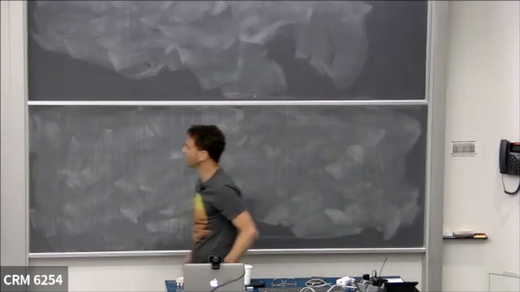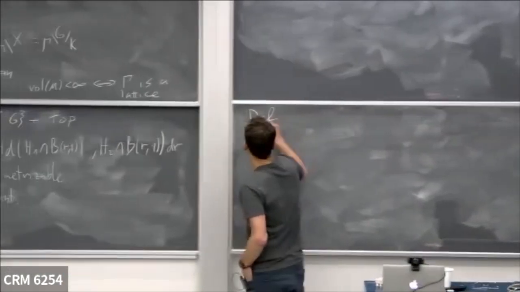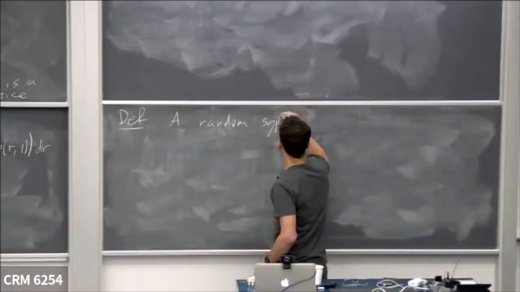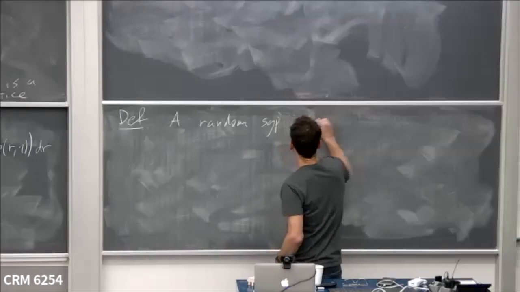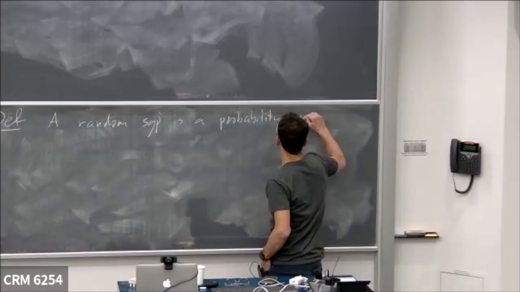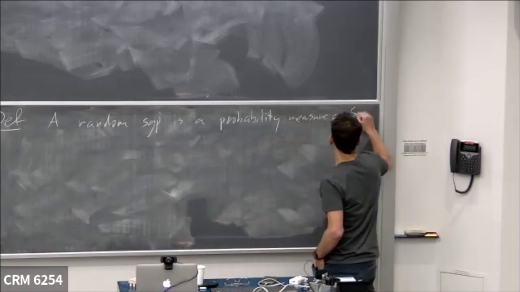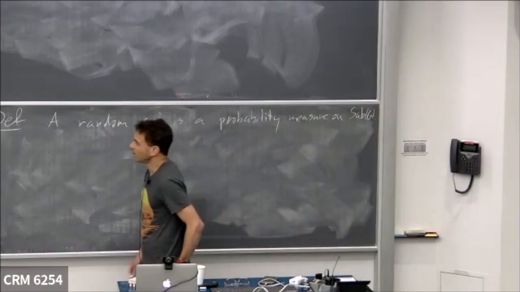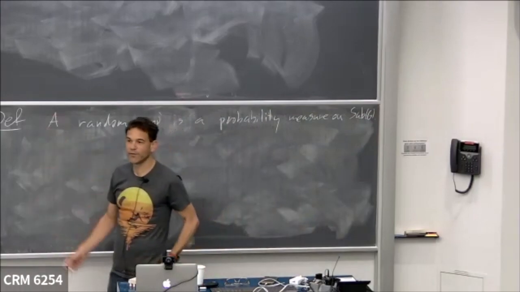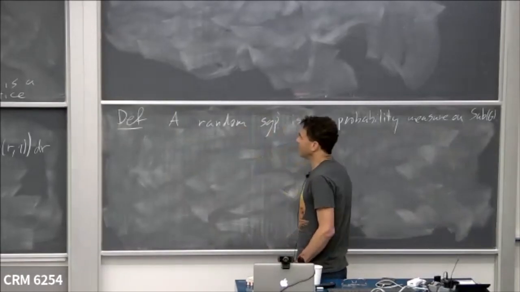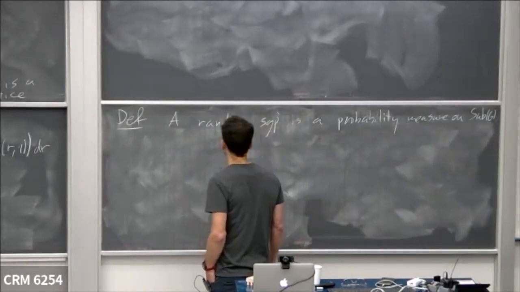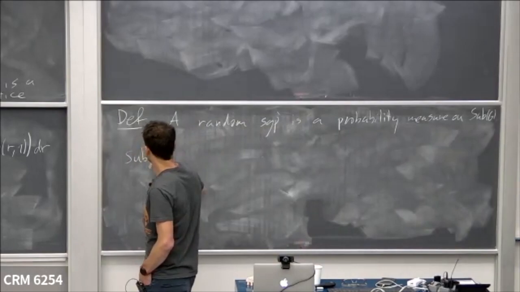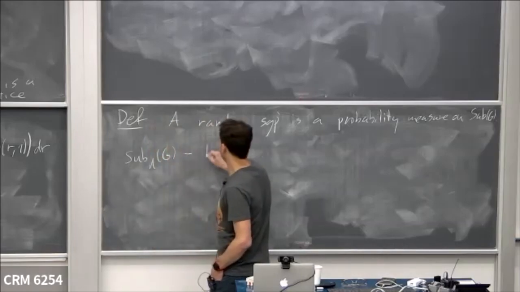Okay, so what is a random subgroup? Definition: a random subgroup is a probability measure on Sub G. So any probability measure on Sub G is a random subgroup. Let's also say inside Sub G you have a subset. This is the discrete subgroups.